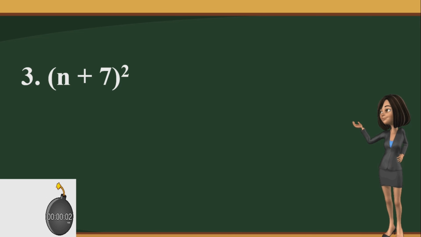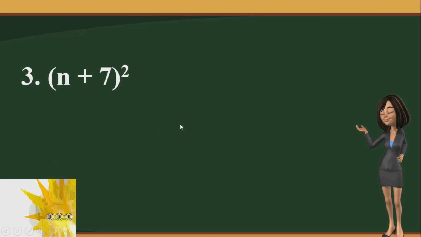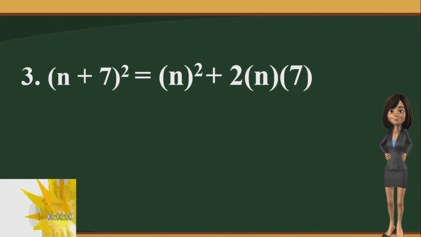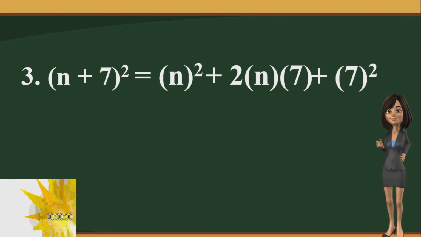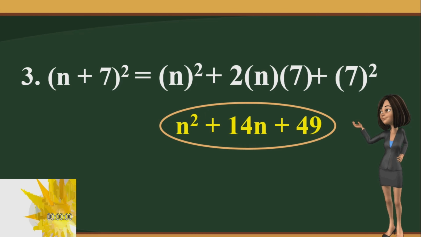3 seconds left. Time is up. Let's see the solution. We have n squared plus 2 times n times 7 plus 7 squared. So the final answer is n squared plus 14n plus 49.